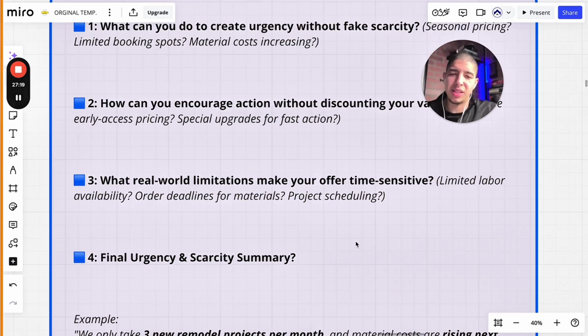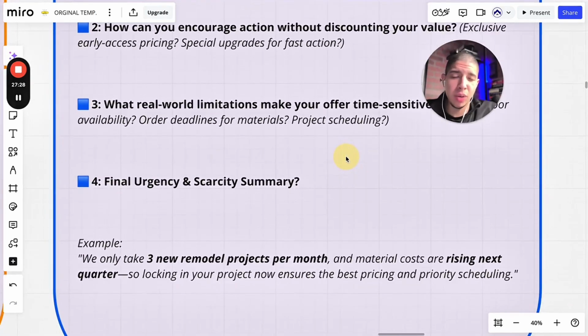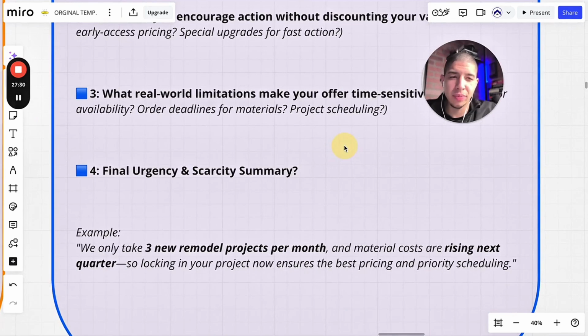Limited labor. You've got to be careful with that one, right? Order deadlines for materials, project scheduling. Very careful with this. You don't want to build fake scarcity. People can read you like a book. You'll be surprised. We only take 3 new remodel projects per month, and the material costs are rising next quarter. So locking in your project now ensures your best pricing and priority scheduling.